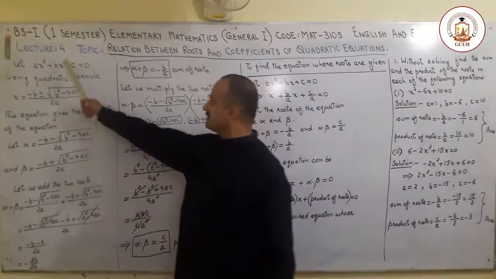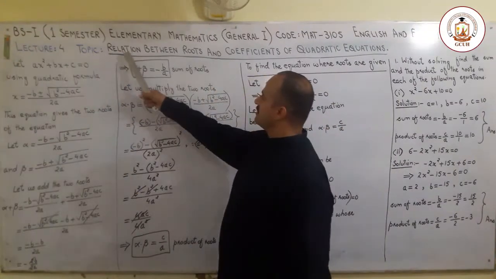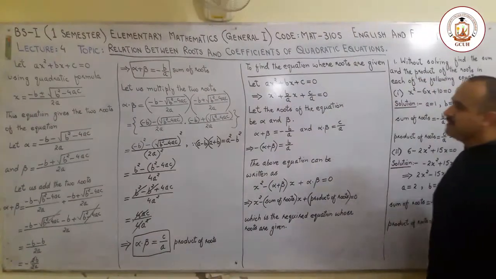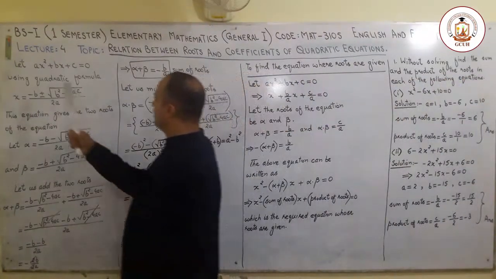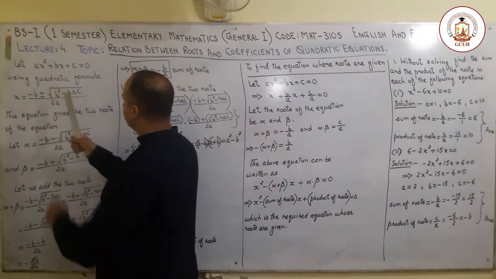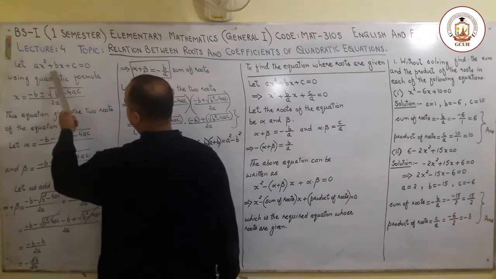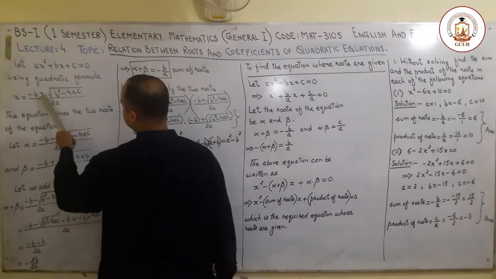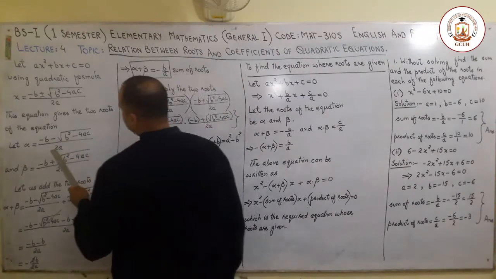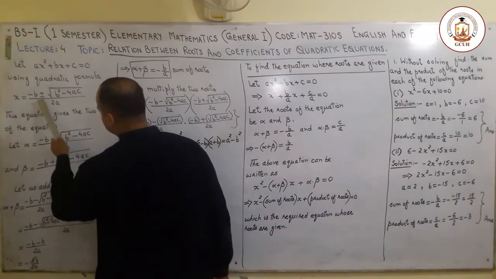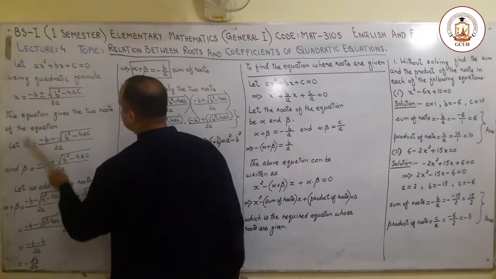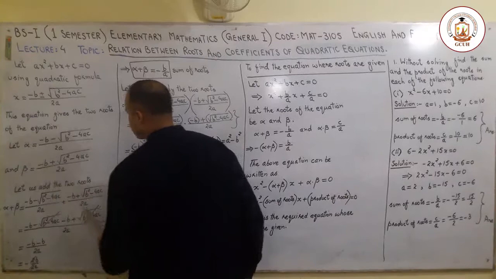For the fourth lecture, we will now cover the relation between roots and coefficients of quadratic equations. So, the general form of the quadratic equation is written here. The quadratic formula gives us two roots of this equation, one with plus and the other with minus sign. Let us give the name alpha to the negative root here and beta to the positive root here.